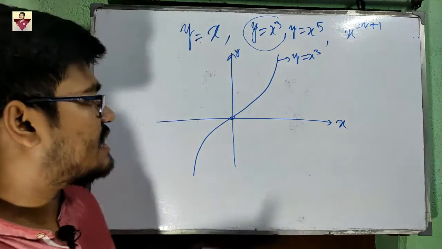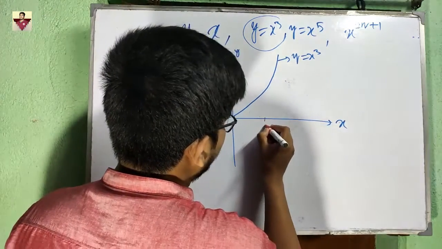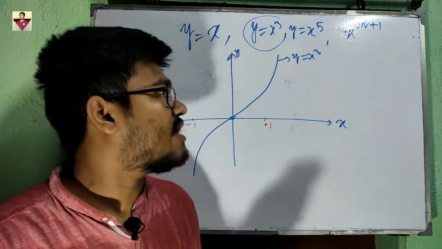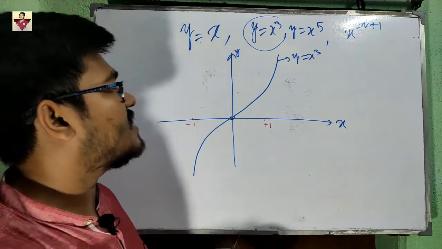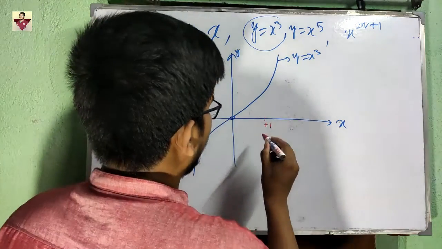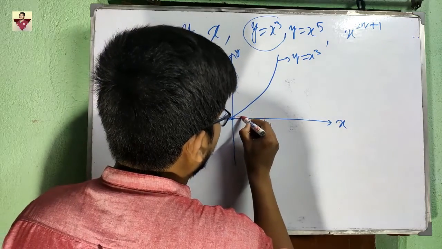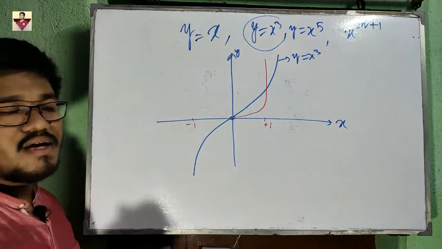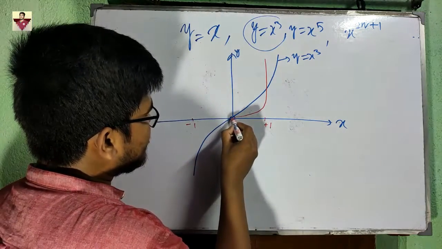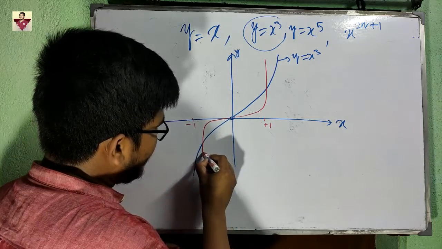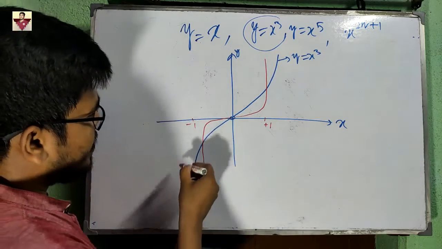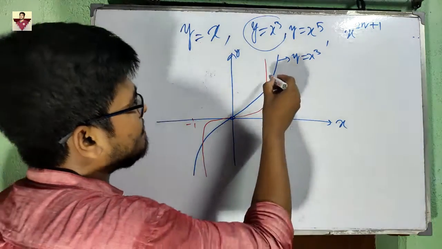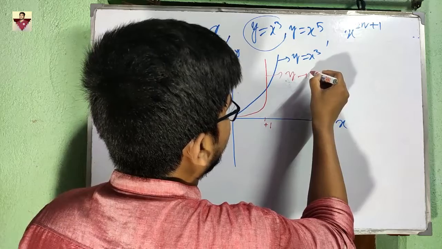now if you want to plot y equal to x to the power 5 on the same graph, then again you need to be careful about the plus 1 and minus 1 point, because this is the crucial region where the graph varies differently for different powers of x. So for y equal to x to the power 5, the graph will be slower for x less than plus 1, and similarly for x less than minus 1, x to the power 5 graph will be slow, and for greater than plus 1 or greater than minus 1, the function will be faster. So the graph will be like this.